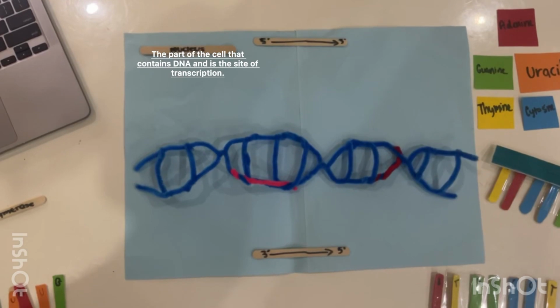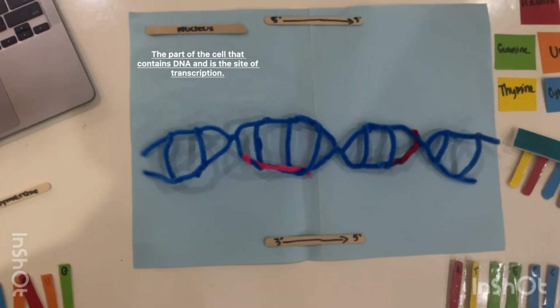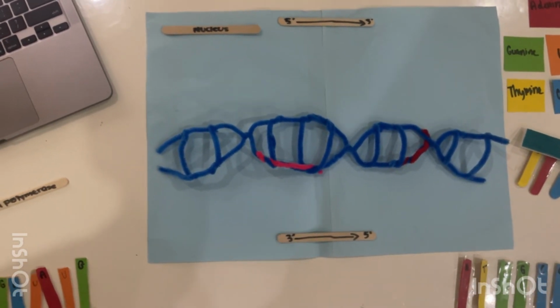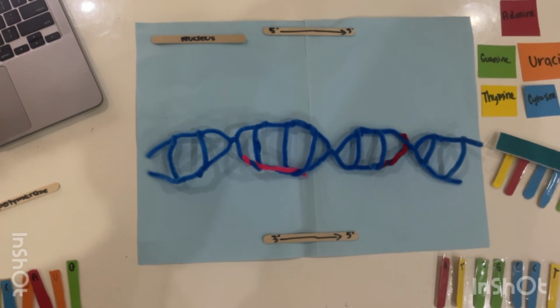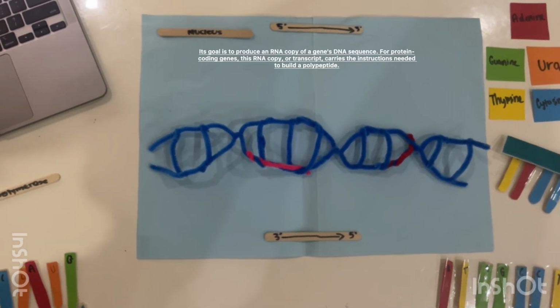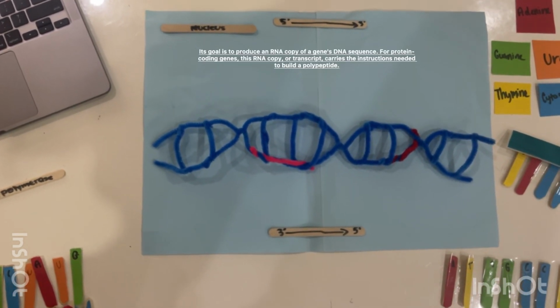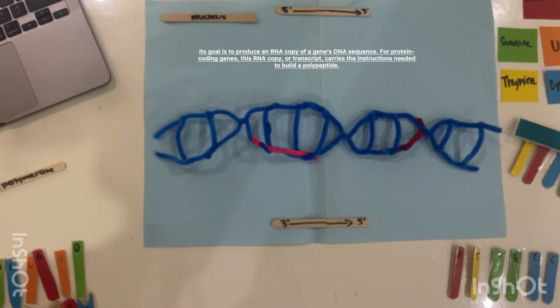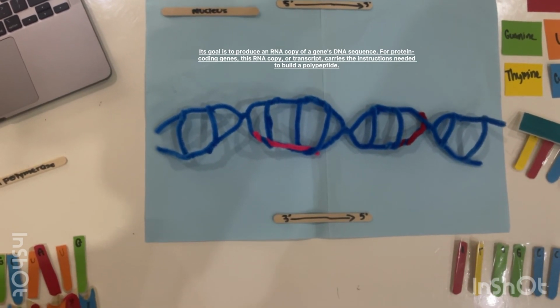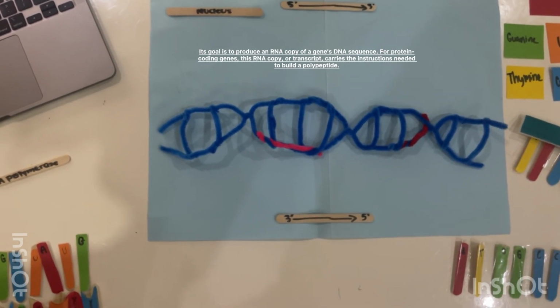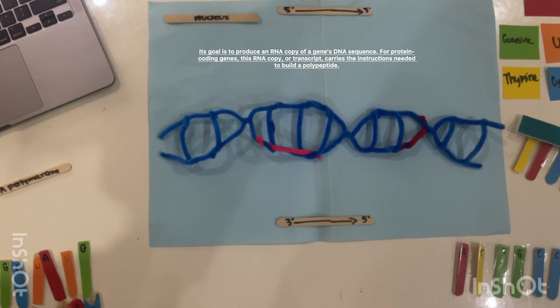So this is the example of a model representing the first step in gene expression. Transcription copies the information in a gene used to create a functional protein. Its goal is to produce the RNA copy of a gene's DNA sequence. For protein coding genes, this RNA copy or transcript carries the instructions needed to build a polypeptide.